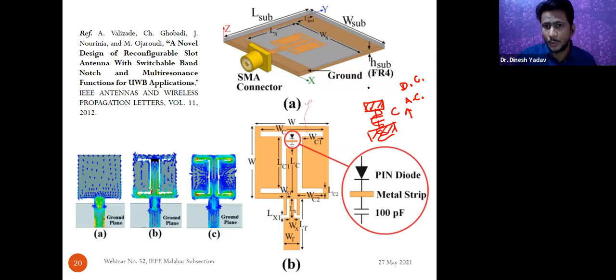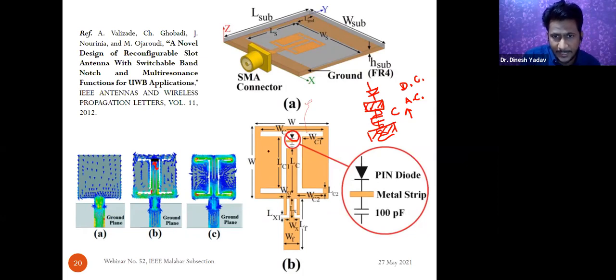Similarly, if you go to the diode, what happens? The diode will switch on and off on the basis of the applied DC voltage. If the DC voltage is more than the barrier voltage of the diode, it will switch on, and otherwise it will switch off. So here you can see the surface current, this path is always connected, and it is disconnected from here, the black one here. So the diode is playing the role.